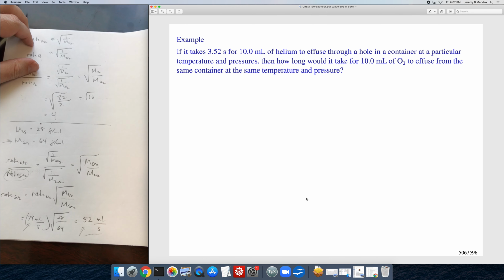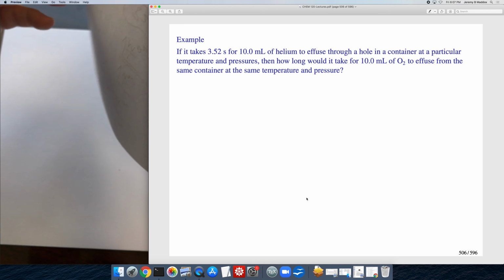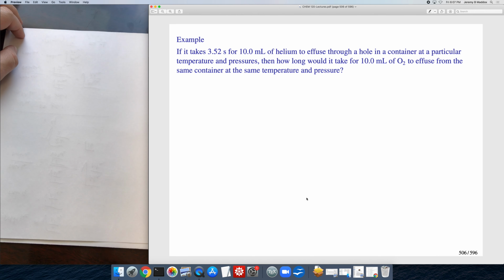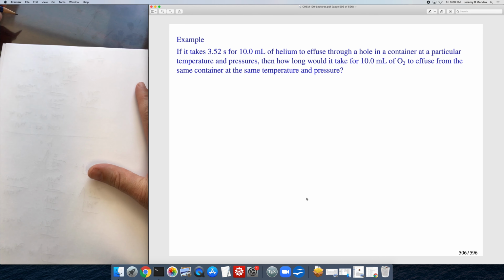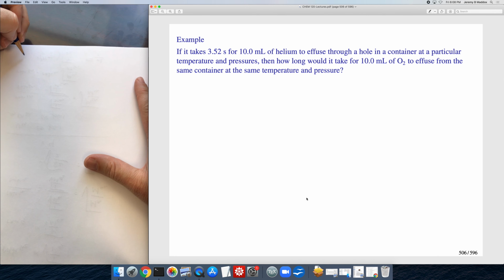So here, this problem is slightly different than the one that we worked before. They're telling us it takes 3.52 seconds for 10 milliliters of helium to effuse through a hole in a container. How long would it take for the same amount of oxygen to effuse under the same conditions? So here we're not dealing directly with the rates, we're dealing with the time.